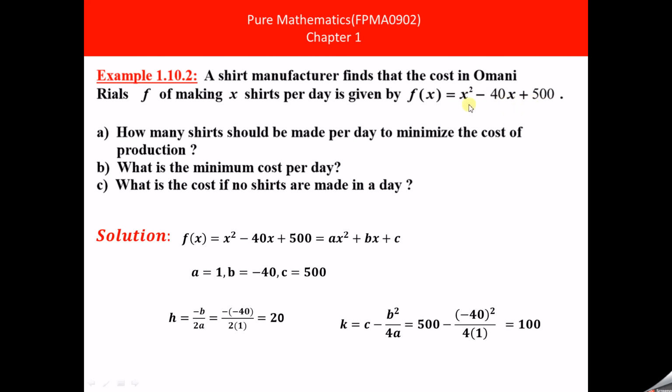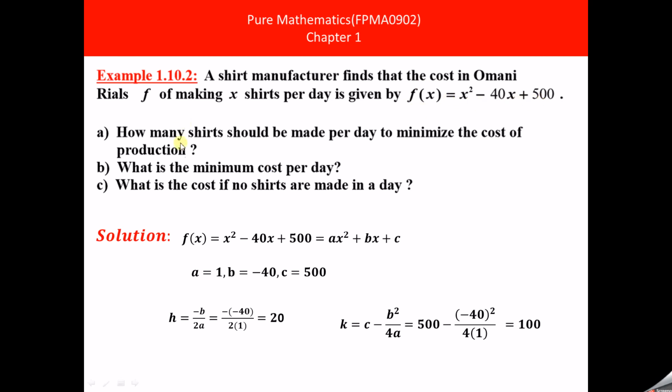So from this quadratic function what do we observe? It is a parabola and it opens upwards because the x square coefficient is 1, a equal to 1, and 1 is greater than 0. Therefore this parabola is upwards, and this is the relation between the number of shirts x and the cost associated with that, that is f(x), given by this quadratic function.